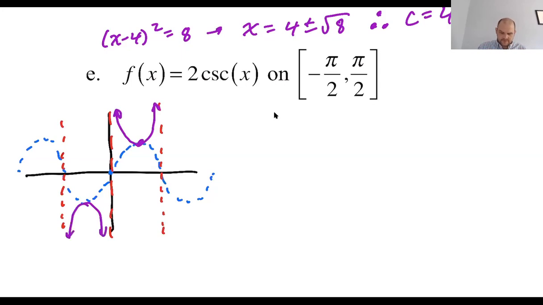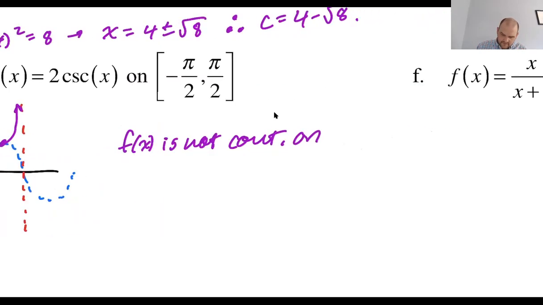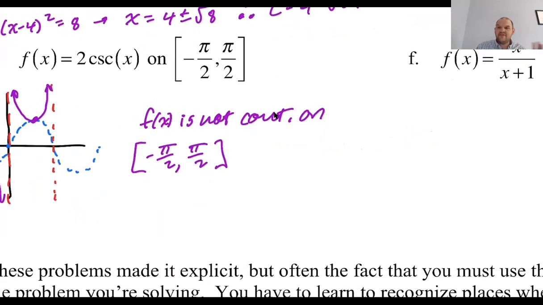All right, so I'm going to say f of x is not continuous. What am I spelling there? Not continuous on the closed interval. It's got a discontinuity. Negative pi over 2 to pi over 2. Because f of 0 DNE. Because f of 0 does not exist.